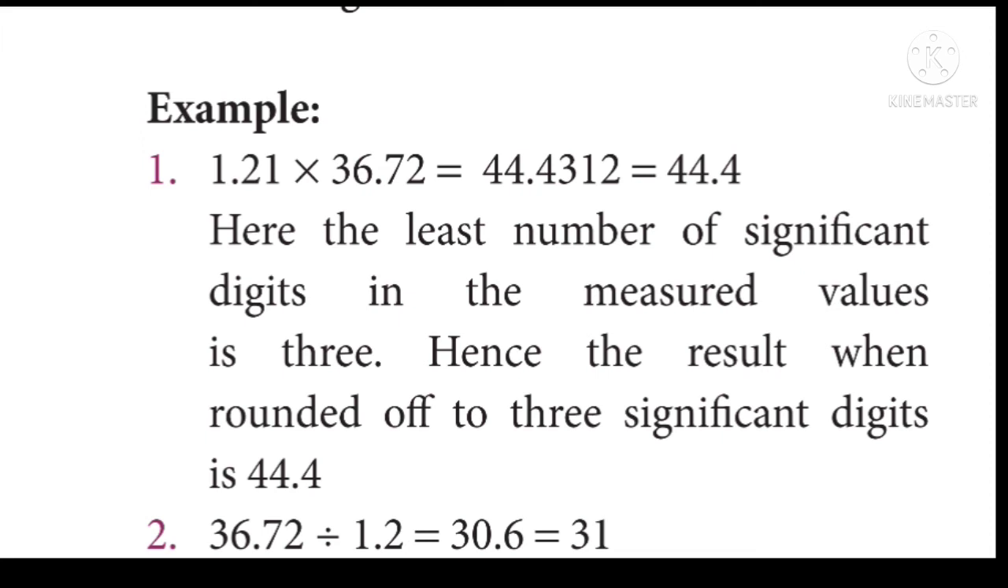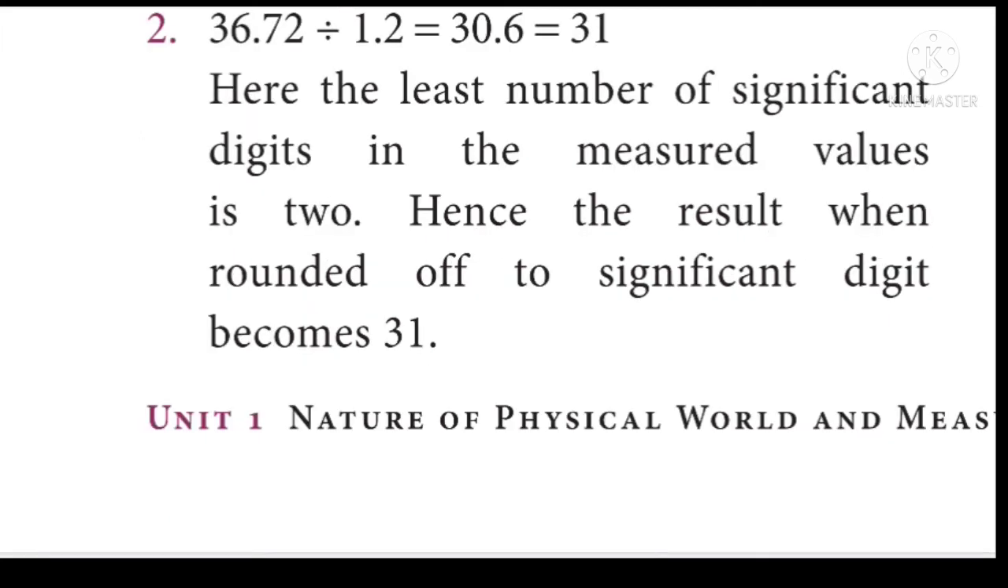Before rounding off this result, we have to check the least number of significant digits in the measured values. Here it is 3. Hence the result will be rounded off to 3 significant digits. Hence the result will become 44.4. See the next problem, 36.72 divided by 1.2 is equal to 30.6, which is 31. Here we have to check the least number of significant digits in the measured values, which is nothing but 2. Hence the result will be rounded off to this many significant digits, so it becomes 31.